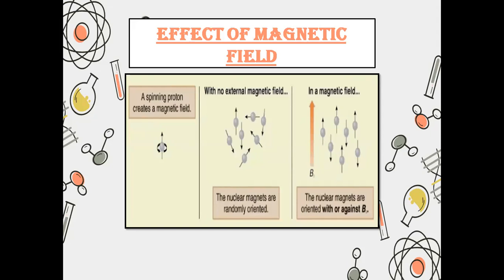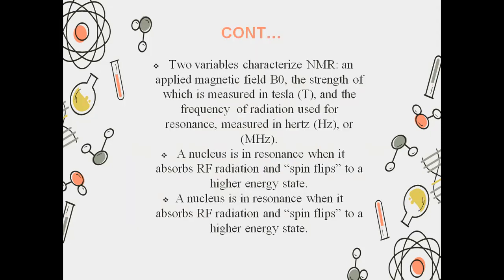And when the external magnetic field is applied, they will align themselves with or against the magnetic field, that is B naught. Two variables characterize NMR. The first one is applied magnetic field, the strength of which is measured in Tesla. This is the unit for the strength of magnetic field. And the second one is frequency of radiations used for resonance, measured in hertz or megahertz.